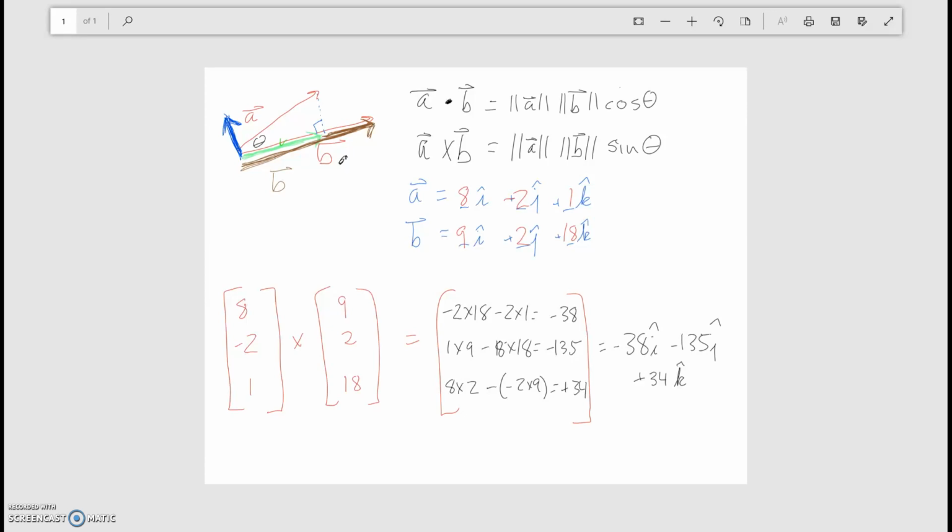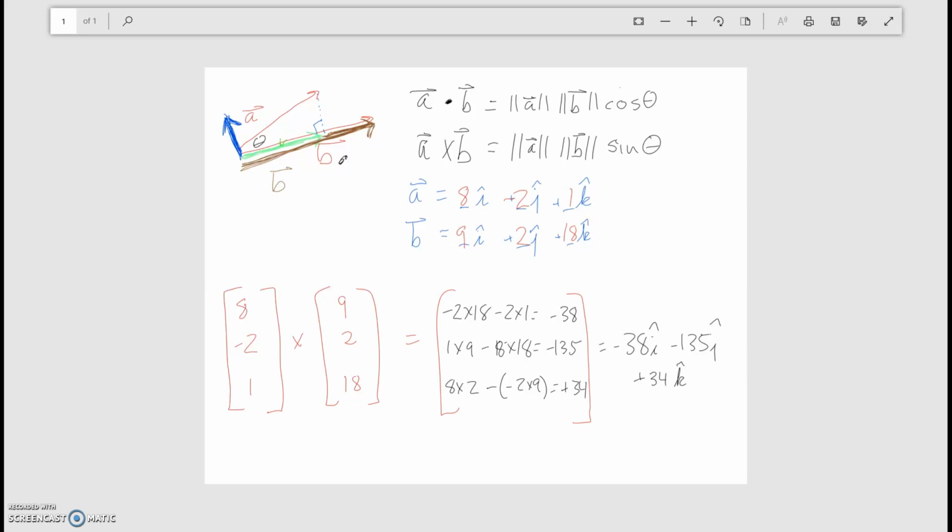And again, I'm going to set up my big vector, I need a lot of room to work here. So for the first row, I ignore this top row and I just look at the second and the third row. So I have minus 2 times 18 minus 1 times 2. So I write that up here: minus 2 times 18 minus 2 times 1. And that's minus 38. Now the second row, I ignore this middle row and I do the opposite order.